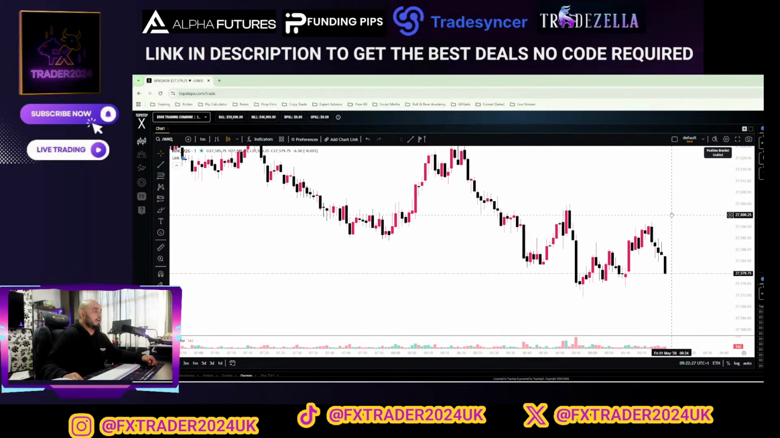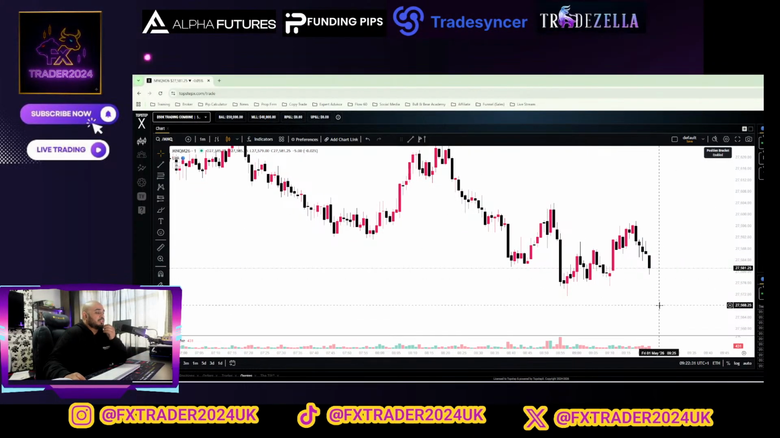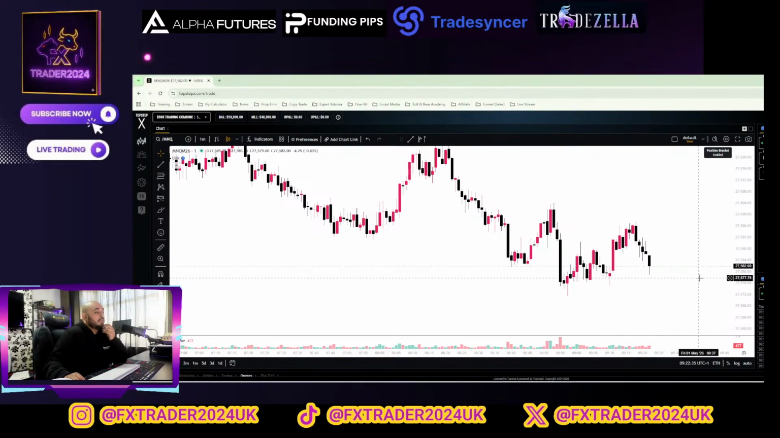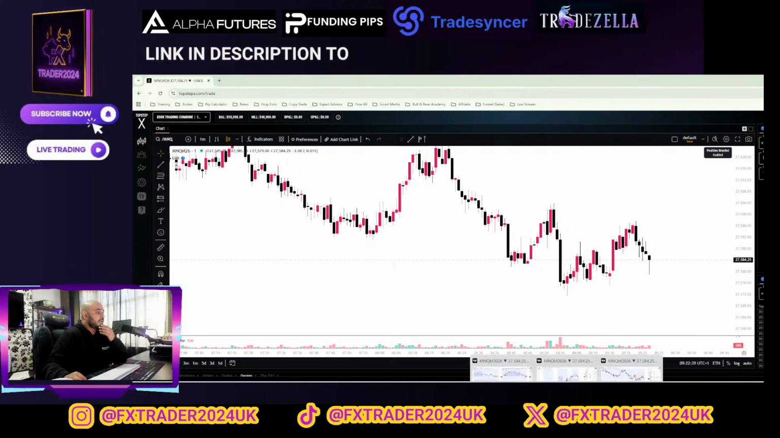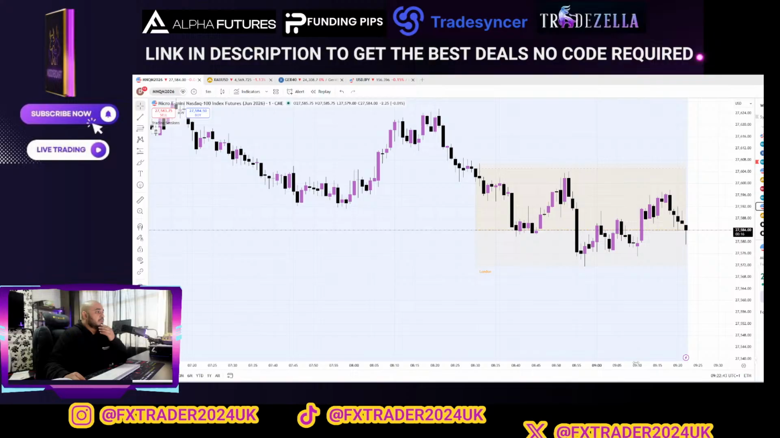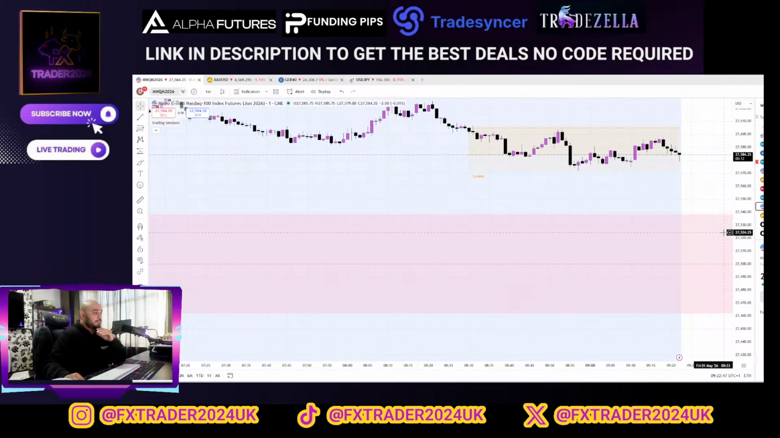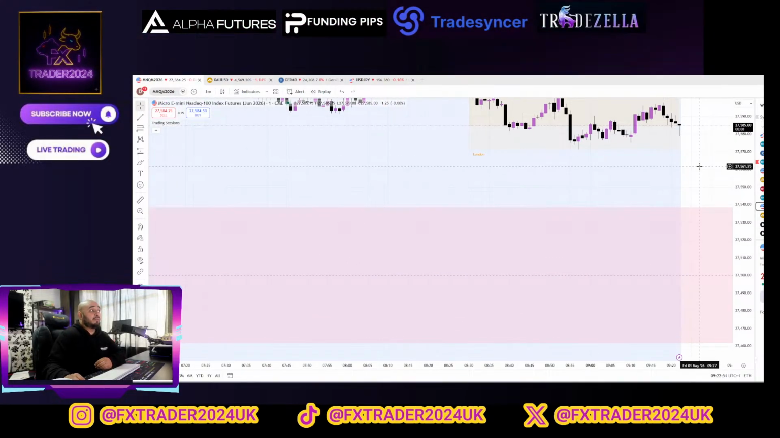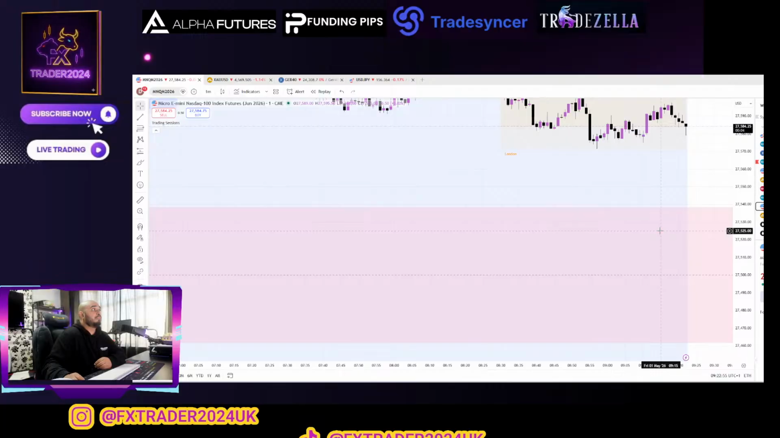Yeah, that's a lot better. So we can get a nice break of structure to the downside. Then we can start looking maybe for some sells, because we are waiting for price to come into this area here. So anything below the 27540, I'm going to be looking for some sort of market structure shift, and then I can look for an entry.